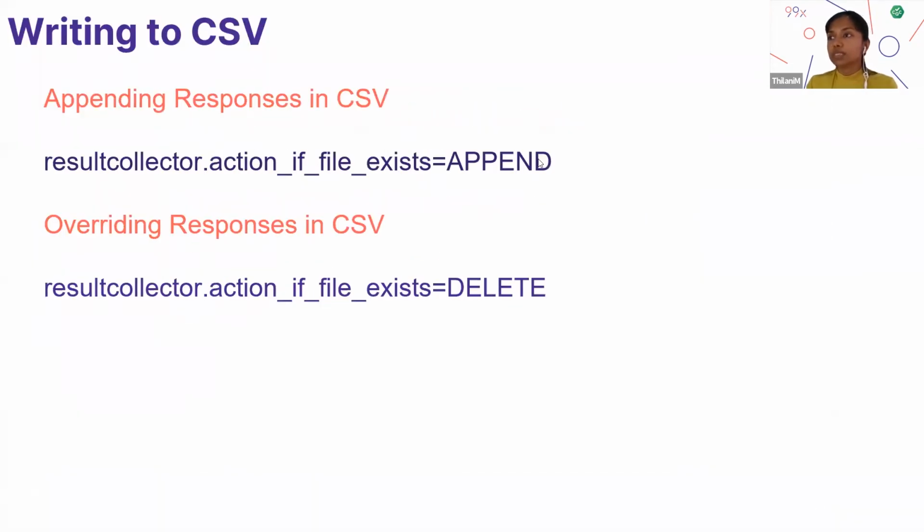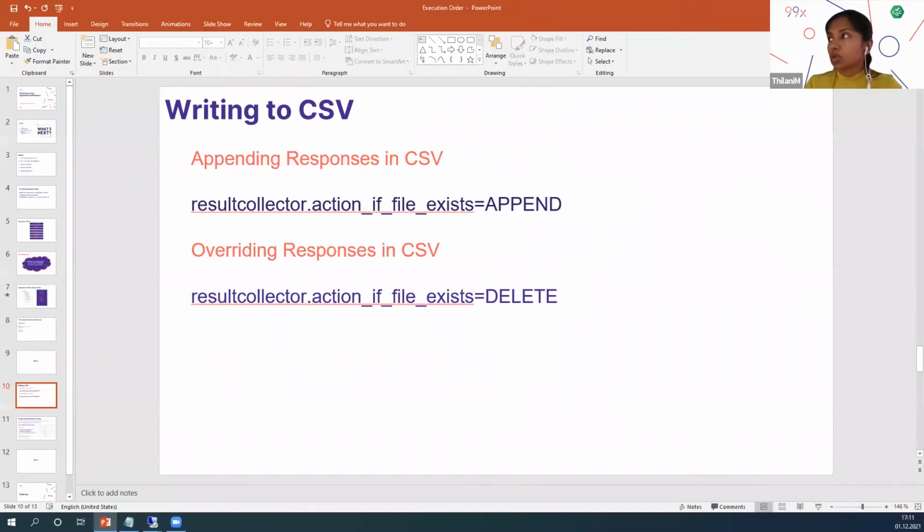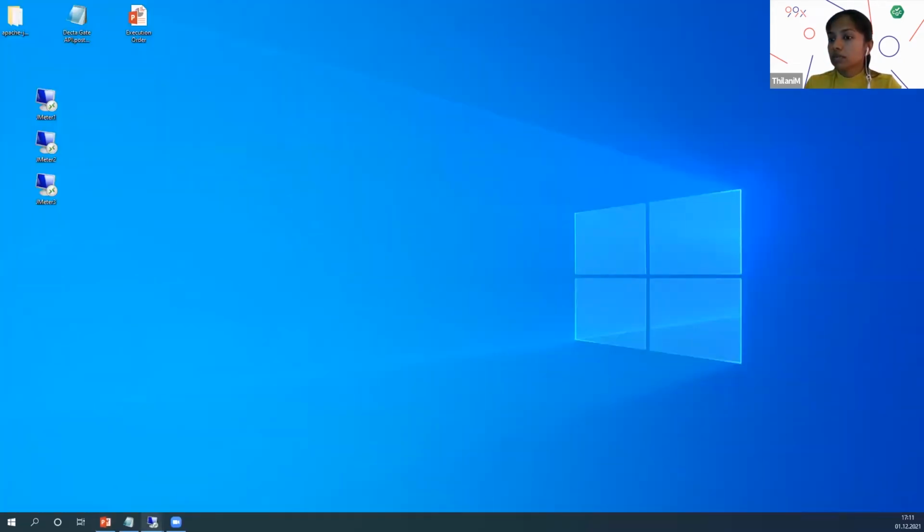Yeah. So this is the property that I mentioned above. In the current property file, I have kept this result collector dot action underscore if underscore file underscore exit property to append. That is why it is appending all the responses to the same file. And now I'm going to set the same property to delete. In order to do that, you have to go to the bin directory.